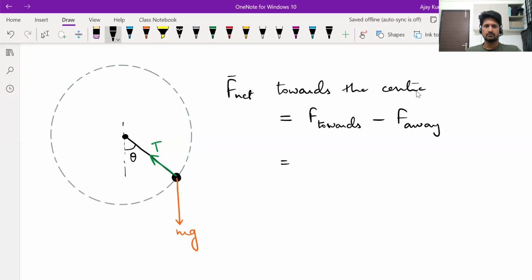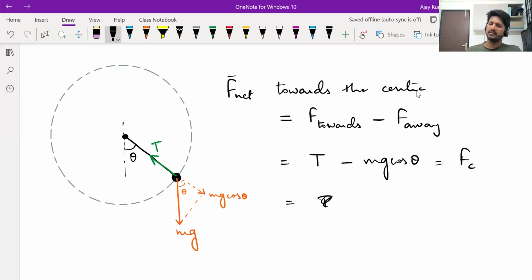T minus mg cos theta. Okay, you told the net force. I asked only towards the center. Towards the center, it is tension. And away from the center, mg's component will be acting. There's a component of mg directed this way. Because this angle is theta, this becomes mg cos theta. So mg cos theta is acting away from the center. Therefore, the net force towards the center is T minus mg cos theta. That is what you should call centripetal force.